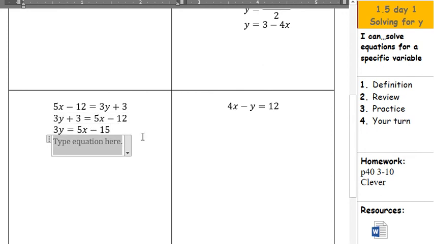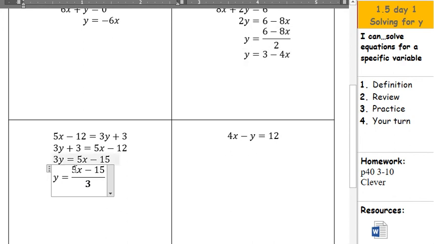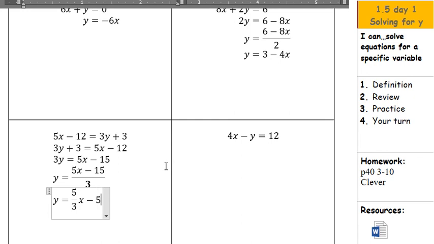Now I'm going to divide both sides by 3, so y equals 5x minus 15 divided by 3, which just like we did up here, has to go to both of them. Y equals 5 divided by 3 is just 5/3 x. 15 divided by 3 is 5, so minus 5.